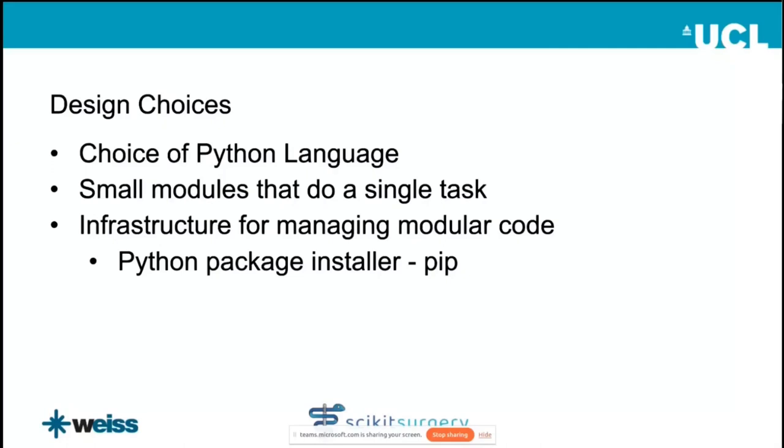And the other thing is we want things that are very modular. So our libraries, our modules, do a single task. They might talk to a tracking system, they might do visualization. But it means we can plug and play different modules, so a researcher can use existing small modules to build a system, and they can focus on building their own small module that covers their research. And that all depends very heavily on the infrastructure for managing modular code. You can have modular code, but you need to be able to manage it well. And Python does that well with the Python package installer, which is another reason why we chose Python.